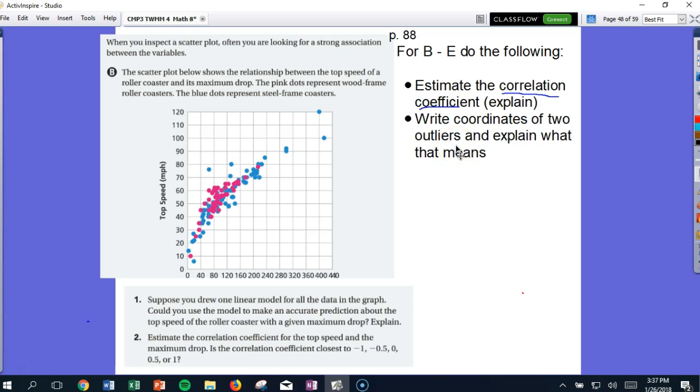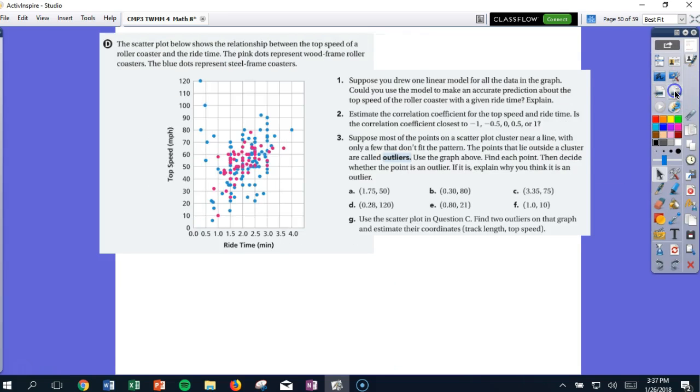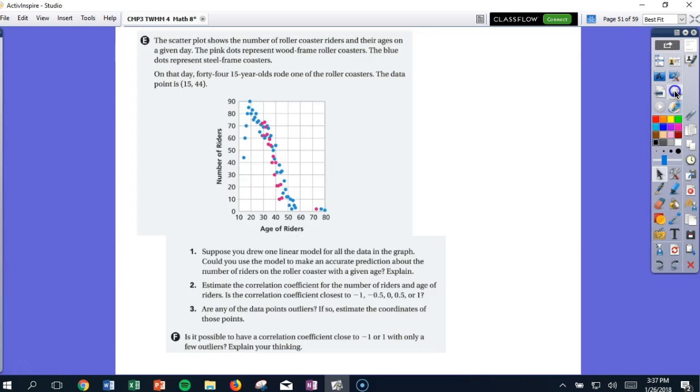Okay, what do those outliers mean? So you'll probably want to draw a line of best fit. Decide what your correlation coefficient is based off of that, and then go find a couple of outliers. So do that for B, C, D, and E.